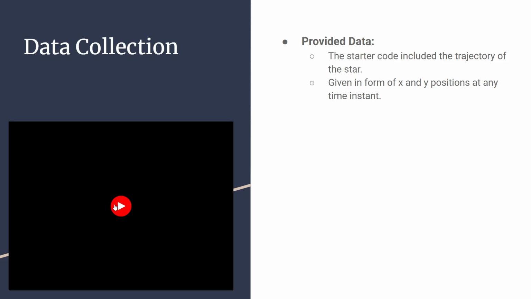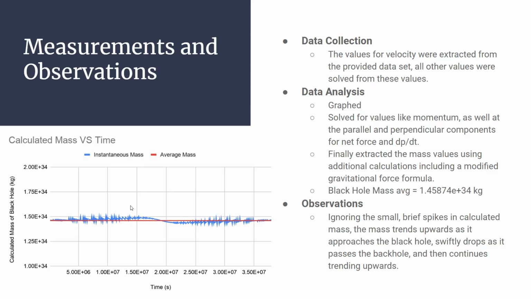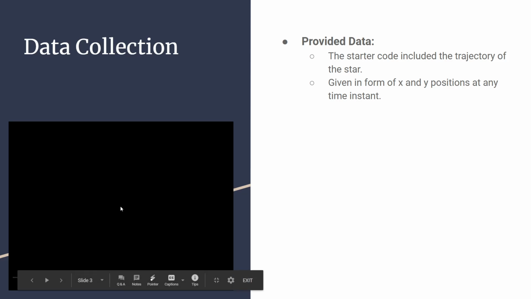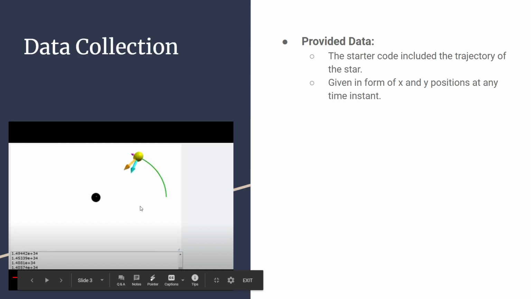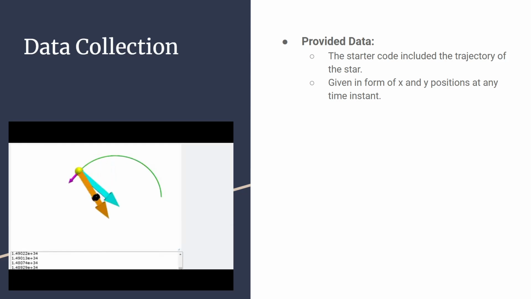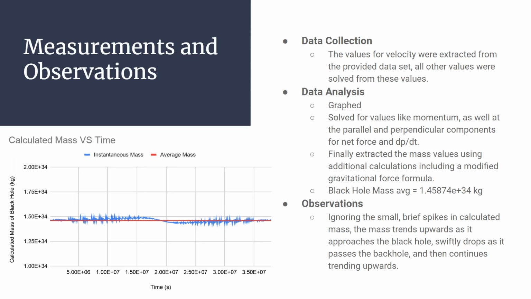The starter code was provided that would generate the trajectory for the star around the black hole. Simulation is seen on screen now. The values for velocity were extracted from the provided dataset. All other values were solved from these values. This includes momentum as well as the parallel and perpendicular components for net force and dp over dt.